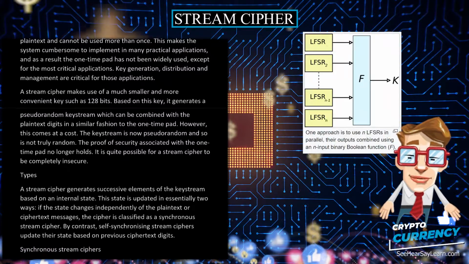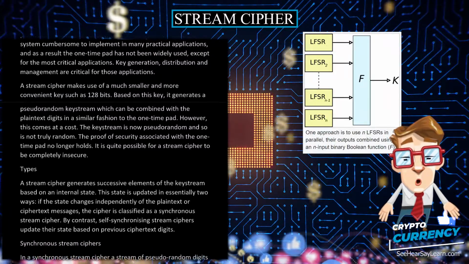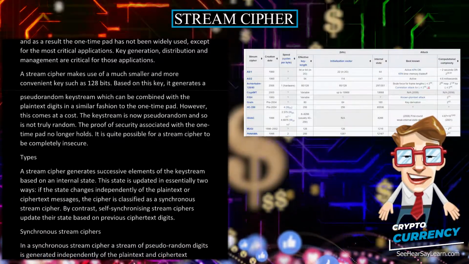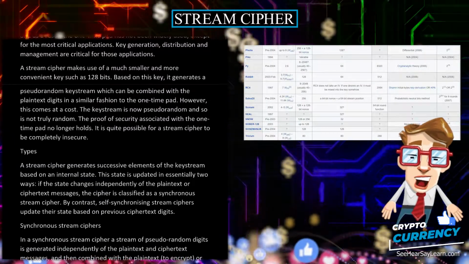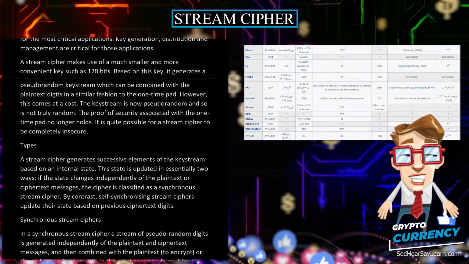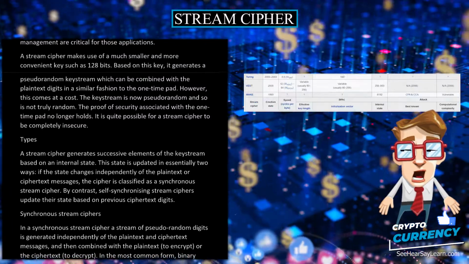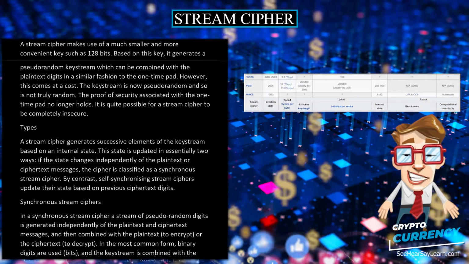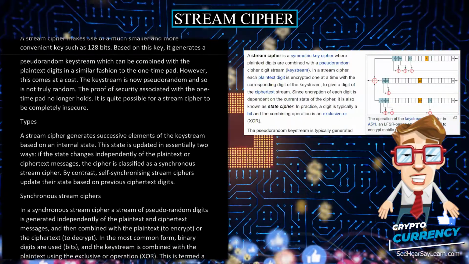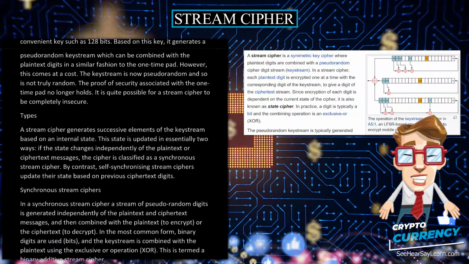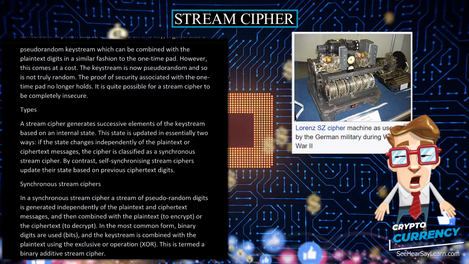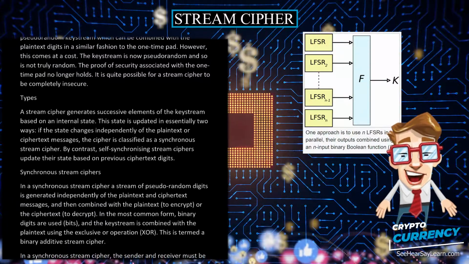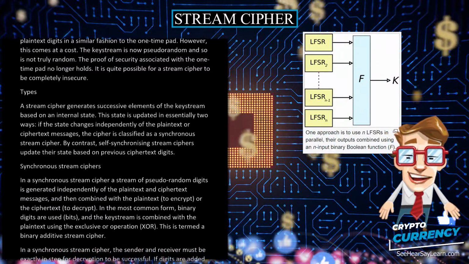However, this comes at a cost. The key stream is now pseudorandom and so is not truly random. The proof of security associated with the one-time pad no longer holds. It is quite possible for a stream cipher to be completely insecure. Types. A stream cipher generates successive elements of the keystream based on an internal state. This state is updated in essentially two ways. If the state changes independently of the plaintext or ciphertext messages, the cipher is classified as a synchronous stream cipher.